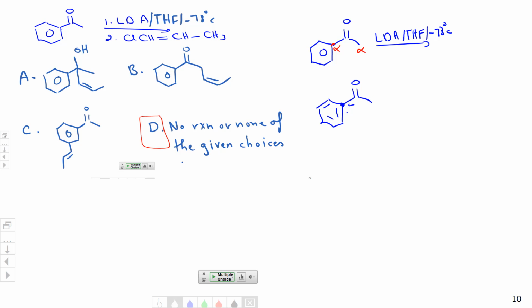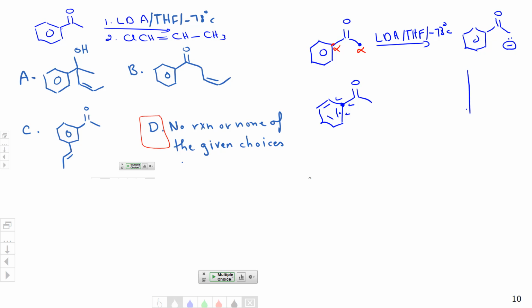Look at this carbon, 1, 2, 3, 4 bonds, no alpha hydrogen. A benzene ring connected, an aryl ketone, that alpha carbon has no alpha hydrogens. So this is the only one that has the alpha hydrogens. So this is the one that's going to be deprotonated.